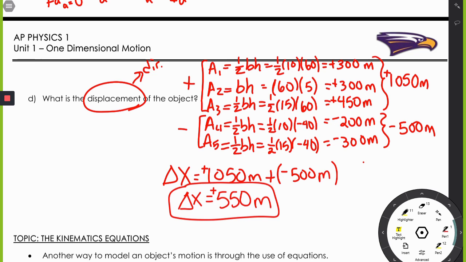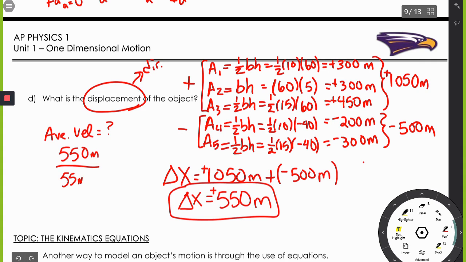Now, there could be a part E, right? If you want to do a part E on the fly, what is the average velocity for this trip? Well, all you have to do is take 550 meters and divide it by 55 minutes, and that'll give you the average velocity to be positive 10 meters per minute. That could just be a bonus question, or like a part E. What is the average velocity of this object? Now, in the next video, we'll do kinematics equations.